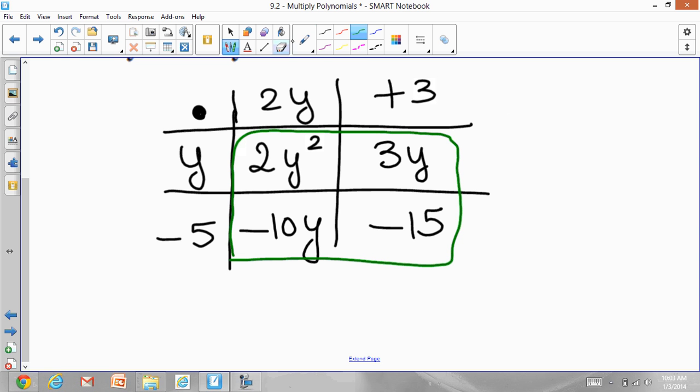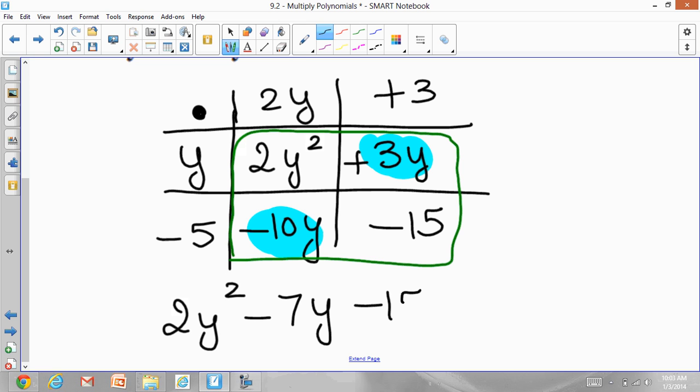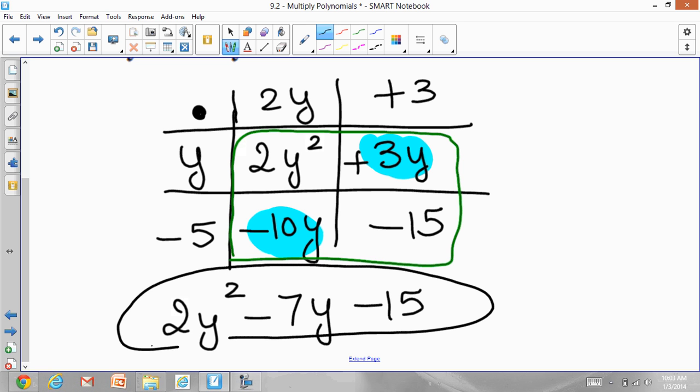If you look at this box, I'm going to highlight and show you which ones I can combine. Negative 10y and 3y, you can combine them. So those are the ones that I'm going to focus on next. I'm going to combine negative 10y and 3y. These two I cannot combine, so I'm just going to write it down. So 2y squared. Negative 10 plus positive 3 combines to give you negative 7y, minus 15, and which in this case is the final answer. Pause the video, rewind the question, and understand this better.